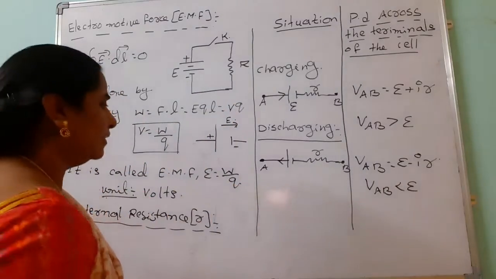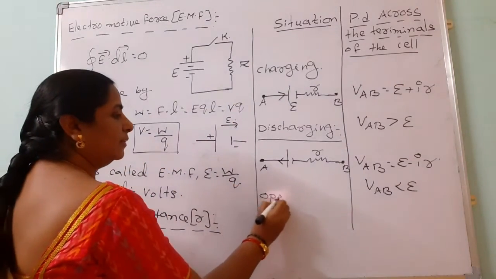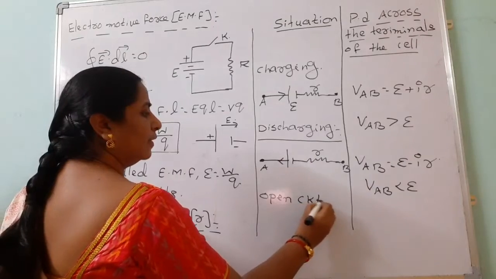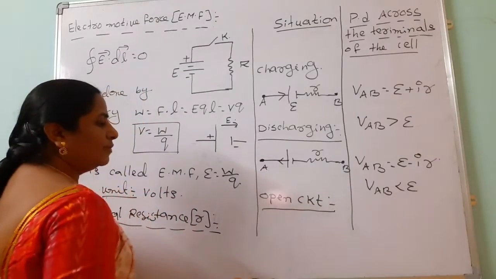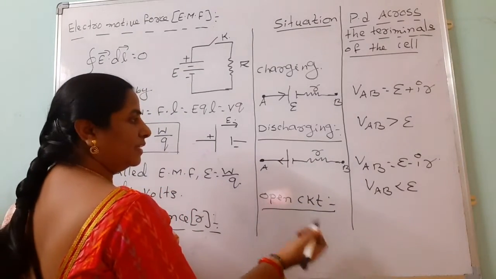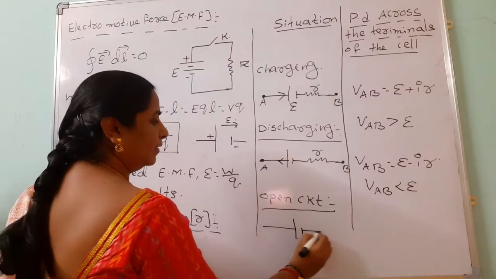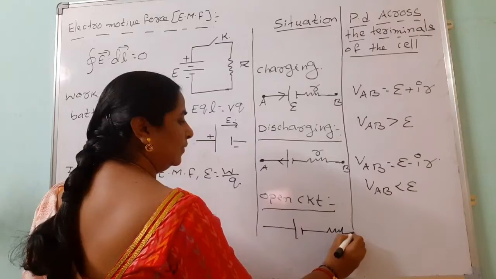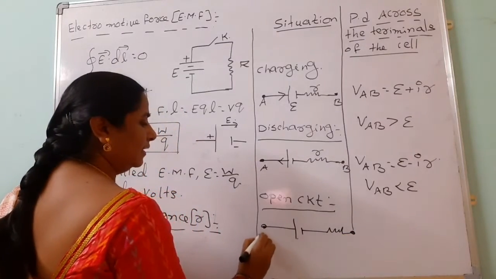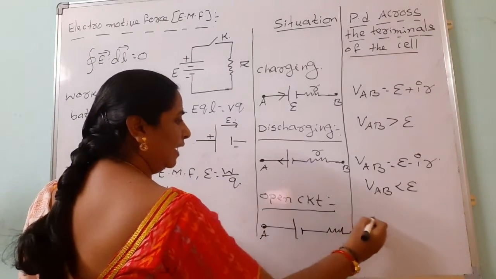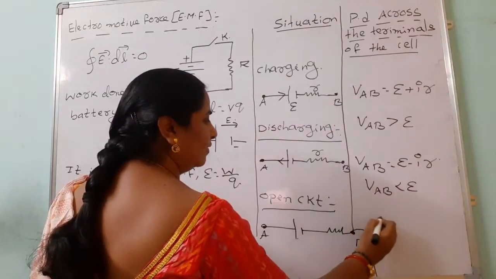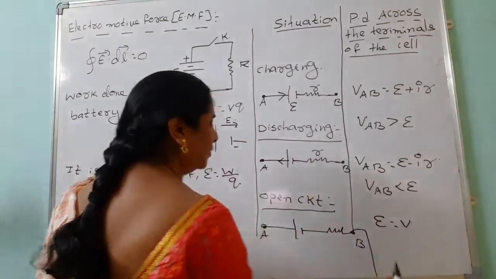Then there is another condition, the open circuit and the closed circuit. What is an open circuit? Here we take the internal resistance, but there is no external resistance between A and B. In this case the electromotive force is equal to the potential difference, both are the same.